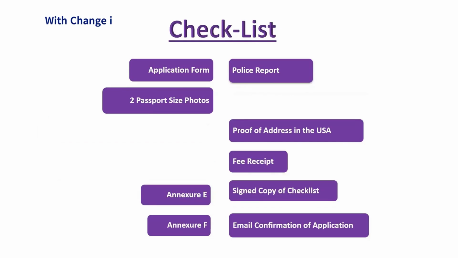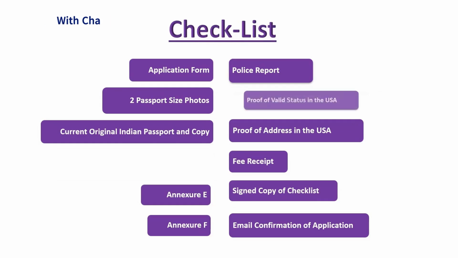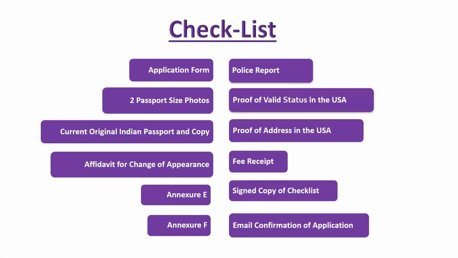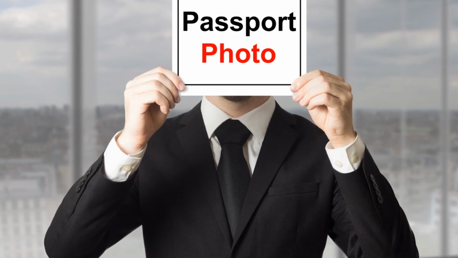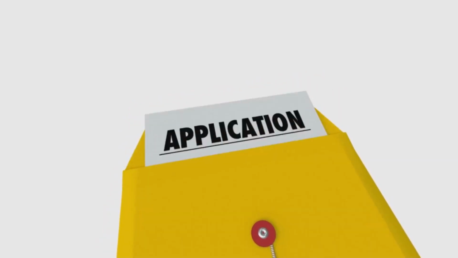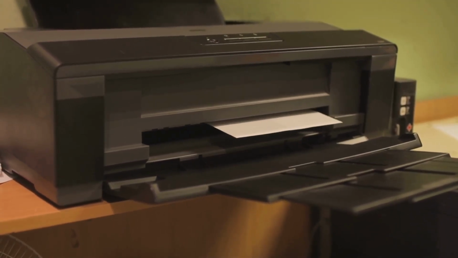If applying with a change in appearance or signature, upload photocopies of the current passport, a notarized legal status in the USA, and a notarized affidavit of change in appearance. Send 2 2x2 inch passport size pictures in an envelope to the VFS center along with the rest of the supporting documents. Take a printout of your application after uploading your photo and signature.